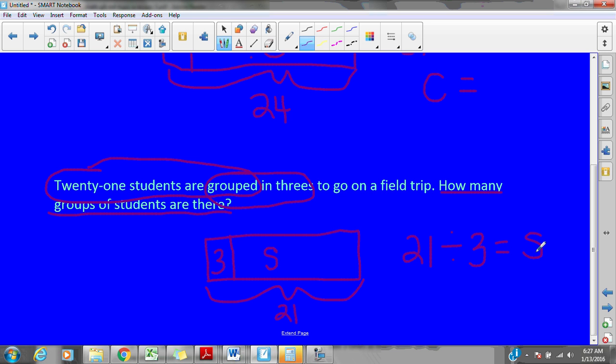So I'm going to take 21 and divide it into 3 for the 3 people that are going into the group, and then I'm going to find out how many groups of 3 that I end up having. And so that's what I want you to figure out. What is S equal to?